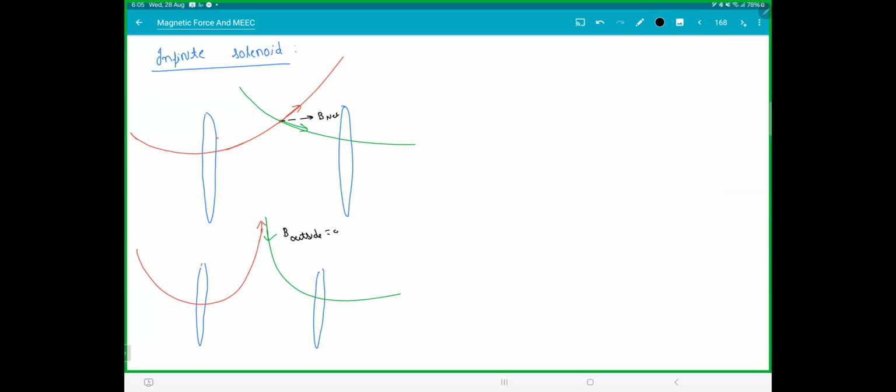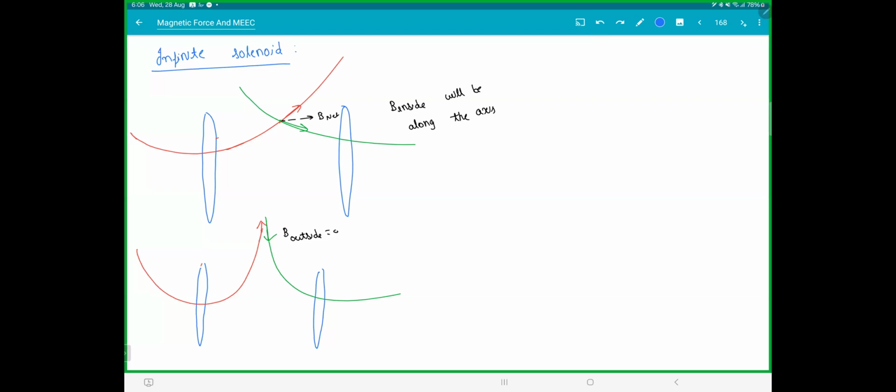Now, if you draw more of them, and if you try to overlap, you will see this. So the B inside will be along the axis. But once you go outside, you'll always find a component which will cancel out in the vertical direction. So the field lines will become almost vertical. Maybe you can take one more here. This field line will be like this. And if you take one more equidistant, one more will be like this. They will also cancel out.